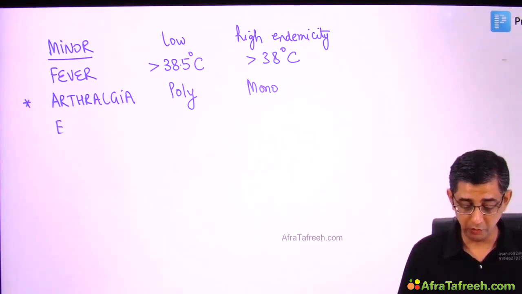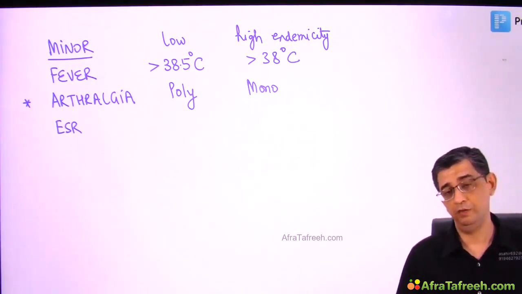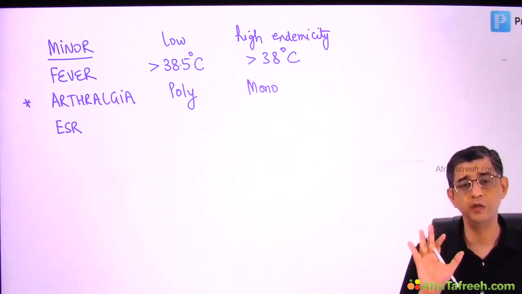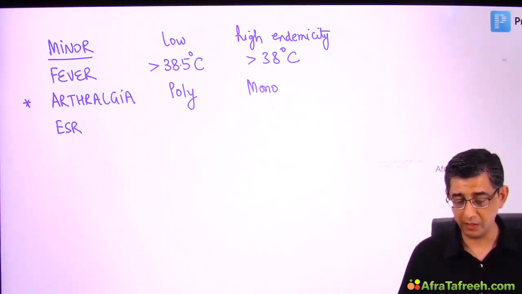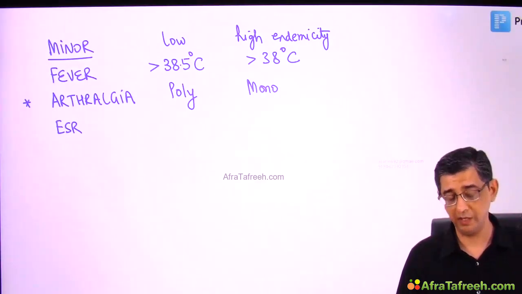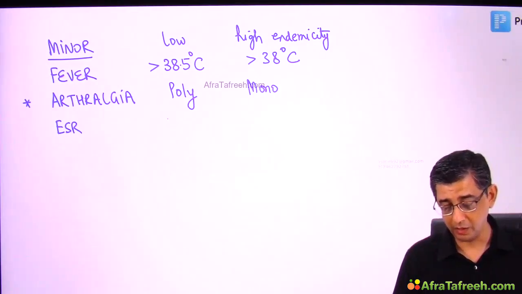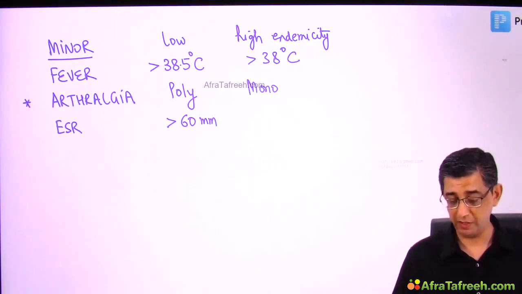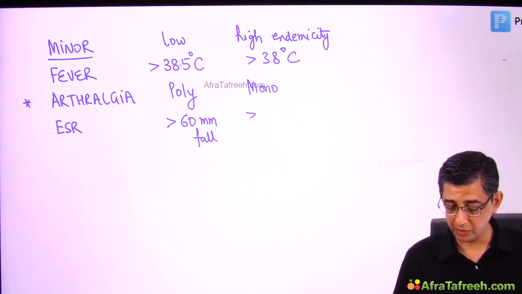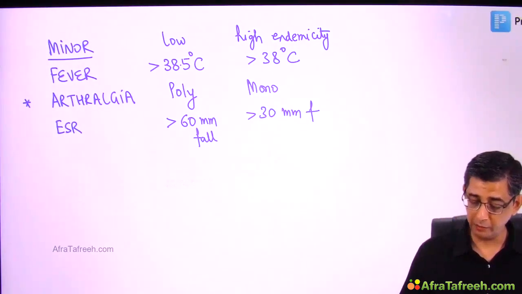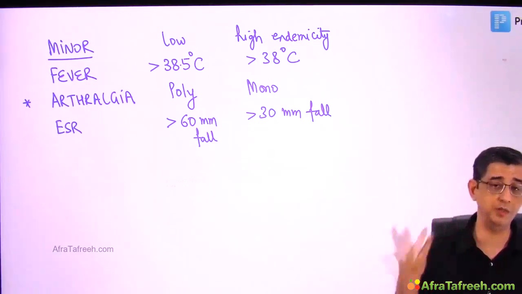Then is the value of erythrocyte sedimentation rate. When I was a student your age, all the textbooks used to say was elevated ESR, no cutoffs. But now you will read that for a country like America versus India, the scenarios are different. If I take up a low endemicity country, then the cutoff is higher, that is 60 millimeter fall in the first hour. Whereas when it comes to high endemicity, the cutoff is 30 millimeter fall.